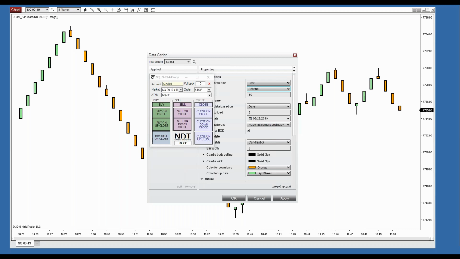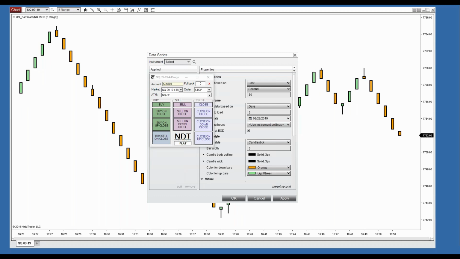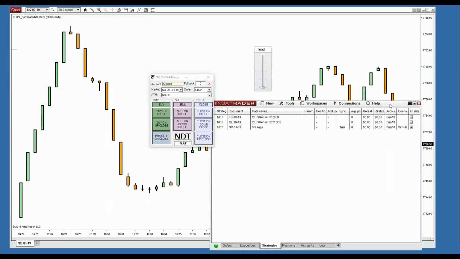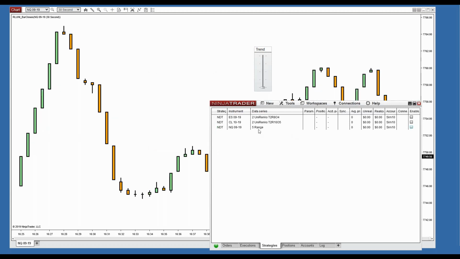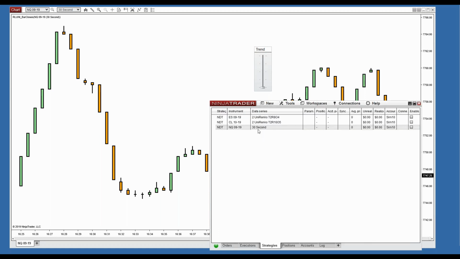Now, I just have to come over here. Let me bring this over. Okay, see my control panel. Okay, let me close this. We bring the control panel over. I'm going to go to the NDT. I'm going to go to the 5 range. I'm going to go to edit strategy. And I'm going to go to seconds, put in 30, hit OK. So now the strategy for this NDT is a 30-second.